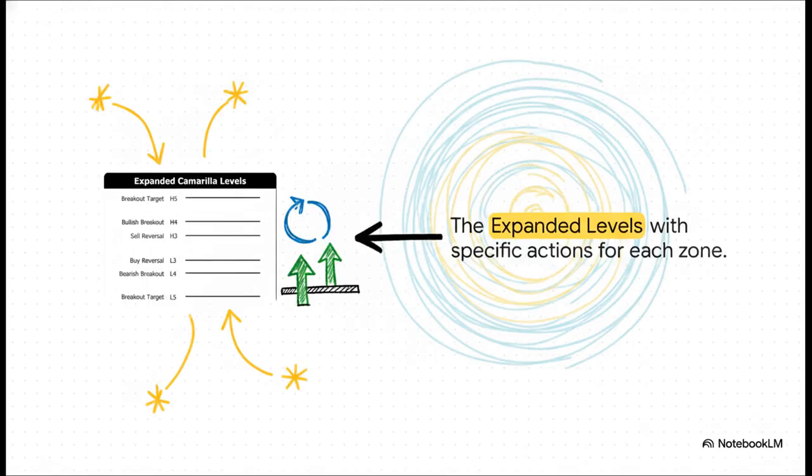Moving on to the expanded Camarilla equation, the author adds a 5th layer, so L5 and H5, and these serve as your breakout targets. The distinct color-coded zones tell us exactly what to do. The 3rd layer, H3 and L3, act as your reversal zones. The 4th layer, H4 and L4, well, those serve as your breakout zones. The book explains how this specific map aims to take the guesswork entirely out of the equation. It's a structured cheat sheet.